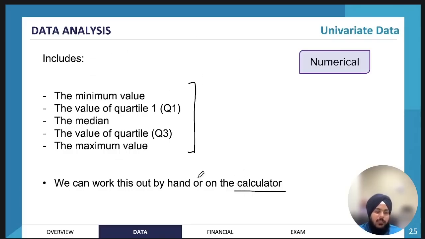So you shouldn't even be spending time doing it by hand, it's just a waste of time in your exam. So all should be done on the CAS in your exam. Usually it's under the Univariate data analysis menu, which you all should be familiar with.